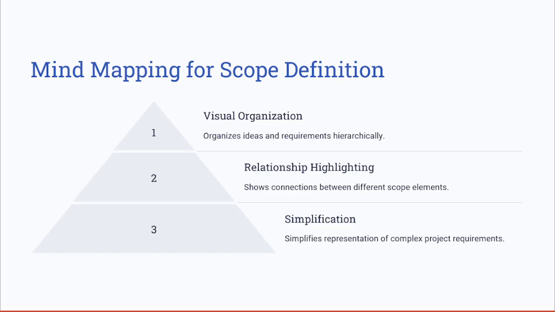Now, mind mapping. Mind mapping for scope definition can be considered one of these visual tools that organizes the ideas and requirements in a hierarchical manner. It highlights the relationship between different scope elements. Also, it simplifies the representation of complex project requirements.